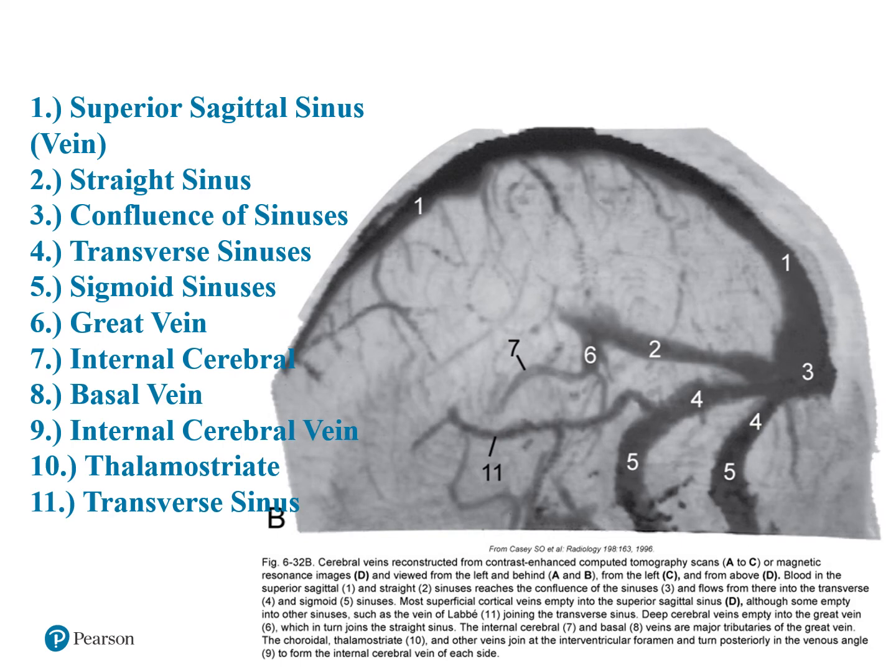Okay, so we see a superior sagittal sinus for number 1 right here. This whole area right here is the superior sagittal sinus. Number 2, we're going to see a straight sinus. 3 is the confluence of the sinuses. So think of where all of the blood would drain into. The confluence of rivers, right, is where everything kind of drains into. So the confluence of sinuses is where that all kind of joins up.